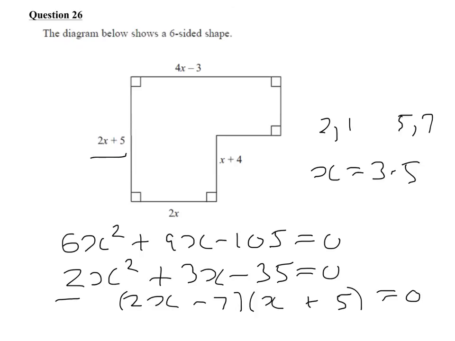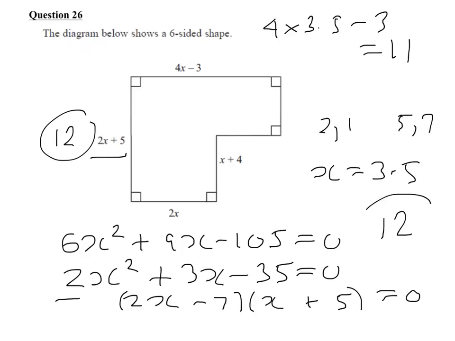Now I'm going to look at the two longest sides. So 2 lots of 3.5 is 7, so this side is going to be 12. And then 4 times 3.5 minus 3. Well, 4 times 3.5 is 14. Subtract 3 is 11. So we're required to find the longest side. The longest side will be 12. And that's your answer.